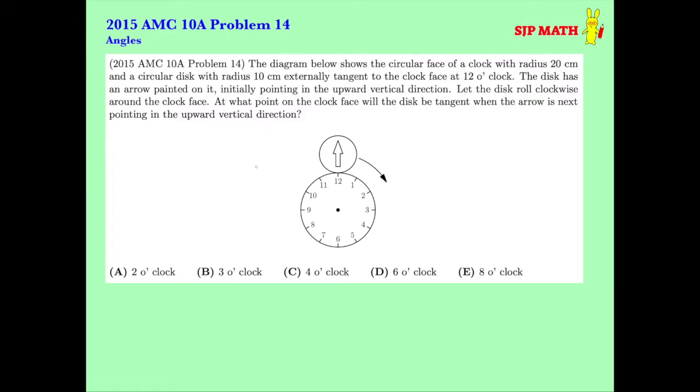The problem says the diagram below shows the circular face of a clock with radius 20 cm and a circular disc with radius 10 cm externally tangent to the clock face at 12 o'clock. The disc has an arrow painted on it, initially pointing in the upward vertical direction, and we're going to let the disc roll clockwise around the clock face. At what point on the clock face will the disc be tangent when the arrow is next pointing in the upward vertical direction?